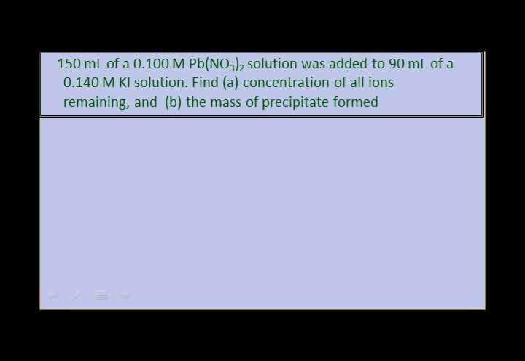We have 150 milliliters of a 0.1 molar lead(II) nitrate solution that has been added to 90 milliliters of a 0.140 molar potassium iodide solution. And we need to find the concentration of all of the ions that remain and the mass of the precipitate that is formed. All right, how do we go about this?